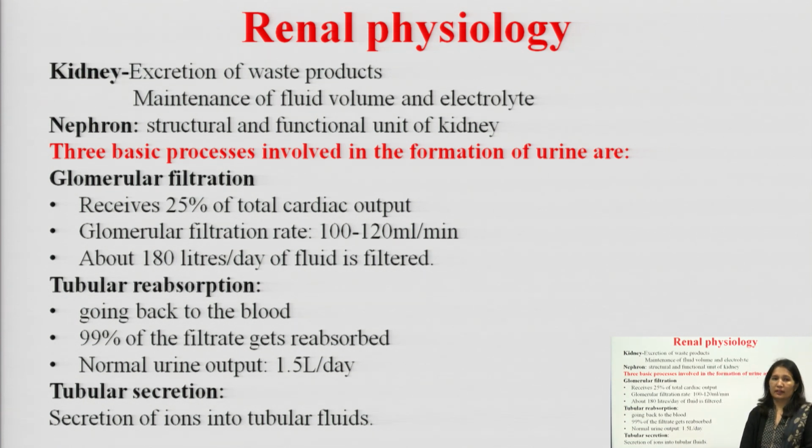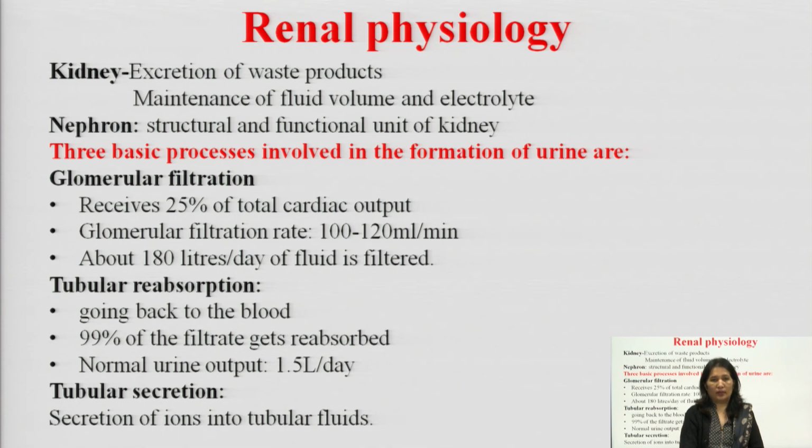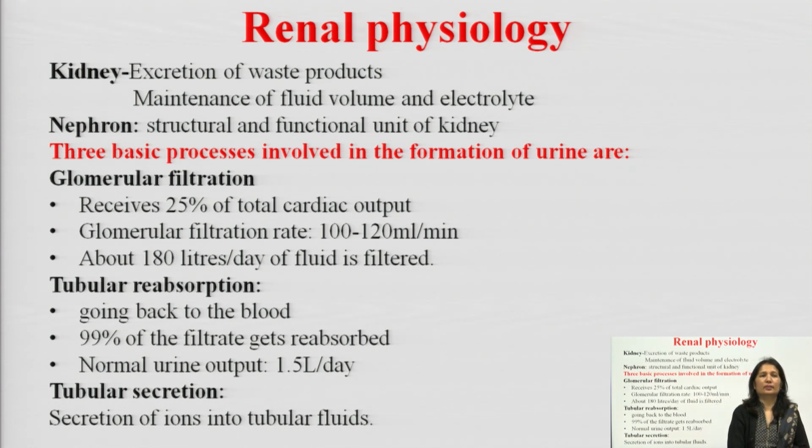The kidneys are important organs for the formation of urine. They are responsible for excretion of waste products. They are also responsible for maintenance of fluid volume and electrolytes. You all know that the nephron is the structural and functional unit of the kidney. Now, there are three basic processes involved in the formation of urine. These are glomerular filtration, tubular reabsorption and tubular secretion.